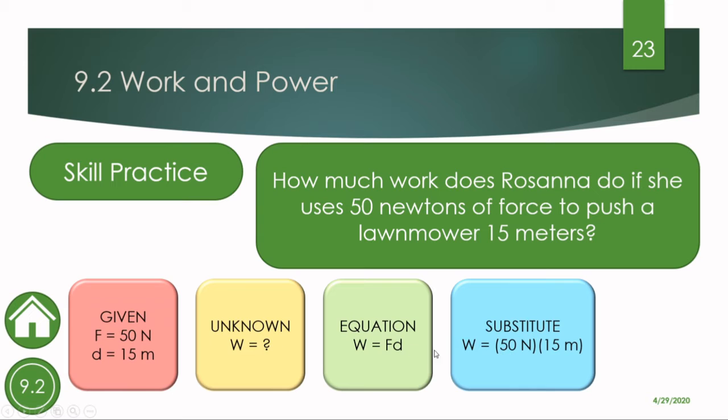Substituting in the numbers that we know, replace 50 newtons for force and 15 meters for distance. And then all you have to do is grab your trusty calculator, or maybe you can do this in your head. Multiply 50 times 15, and the answer is 750. And a newton times a meter gives you a joule. So Rosanna did 750 joules of work pushing that lawnmower 15 meters.